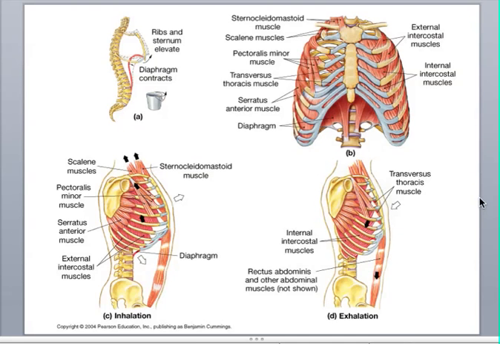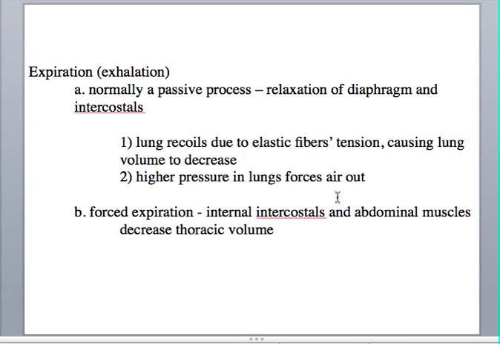And this is just showing you a nice picture of inhalation and the movement of your external intercostal muscles and the movement of the diaphragm, and showing you that you're going to expand your chest cavity. Then this is showing you the process of exhalation. During exhalation or expiration, this is normally a passive process. This is just the relaxation of the diaphragm and your intercostal muscles.